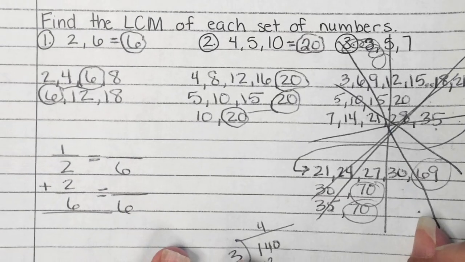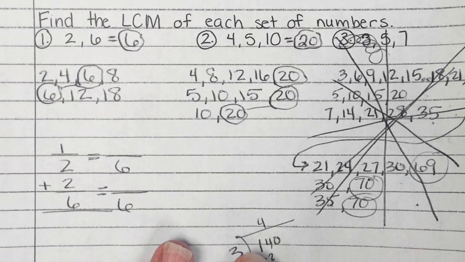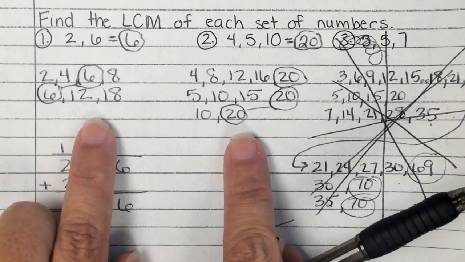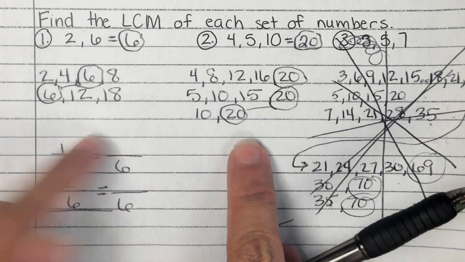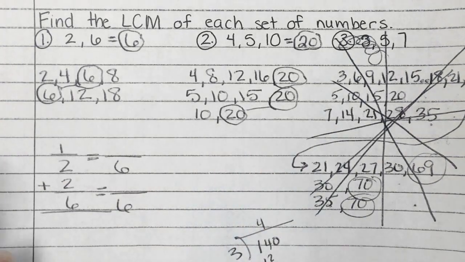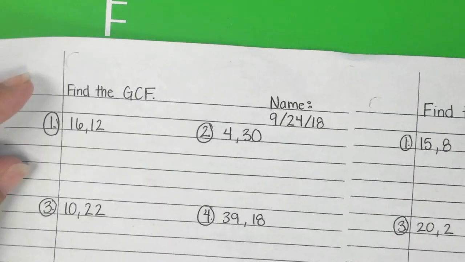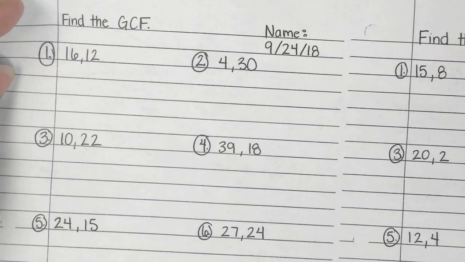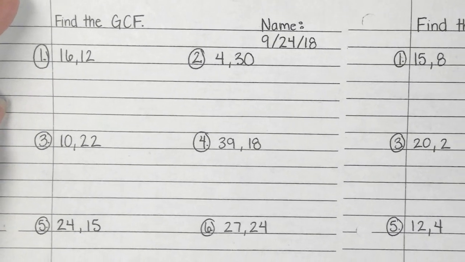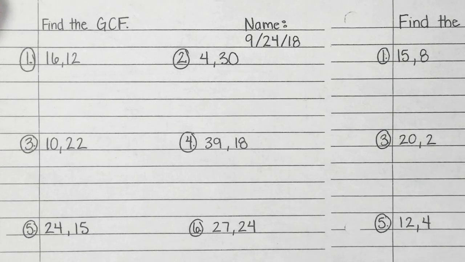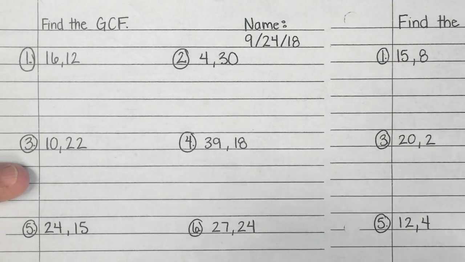These two should definitely be what I'm going to call doable in my weird language. Now, what you're going to do is, on the back, you are going to find the GCF on this side, and then the LCM on this side. I'm going to do 1 or 2 of each, probably about 1 of each, because they're not too hard, and then I'll let you loose on it.